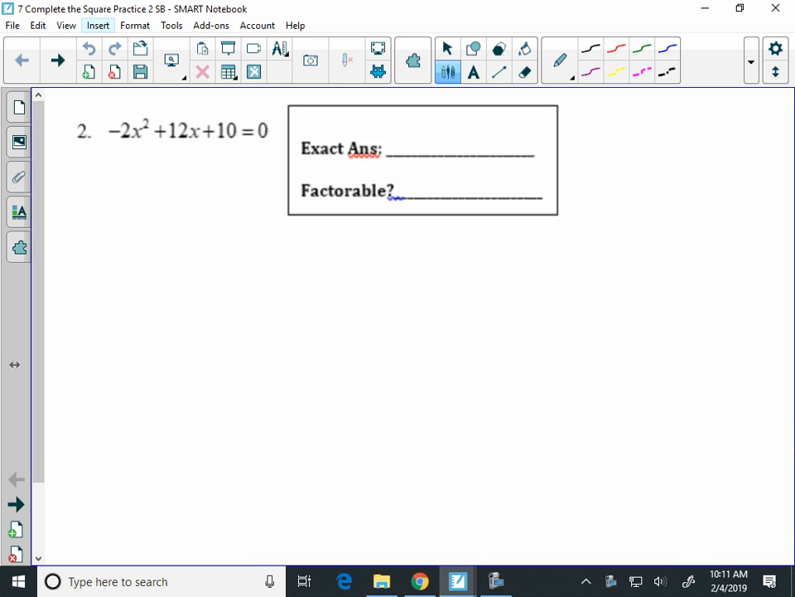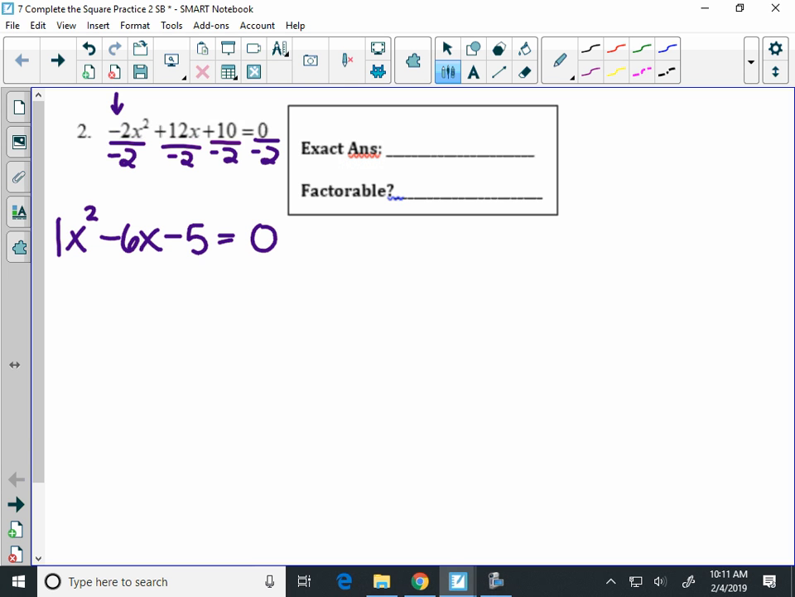And remember, when I do complete the square, I want to make sure that the leading coefficient is 1. Here I have a negative 2, which is not a good thing. So I need to divide every term by negative 2. When I do that, I'm left with x squared minus 6x minus 5. And now that's good, because my leading coefficient is positive 1, and I'm able to complete the square.